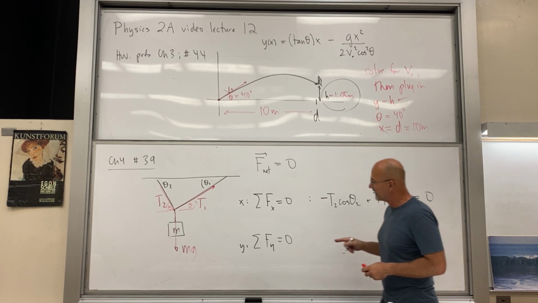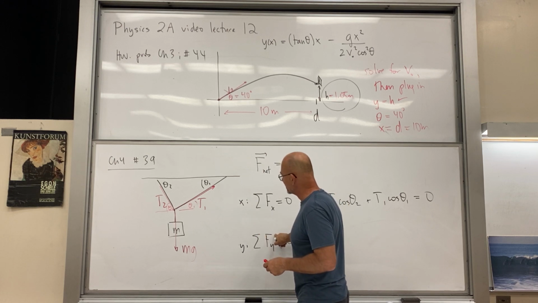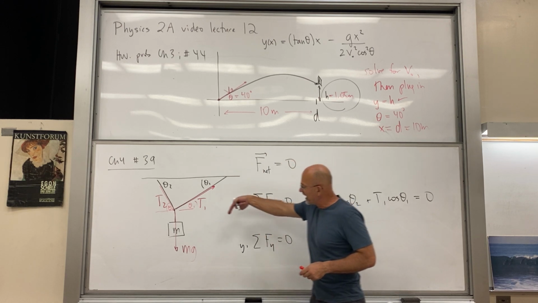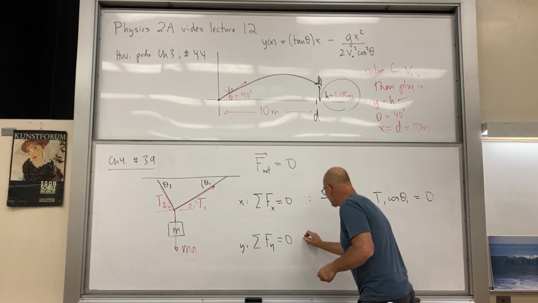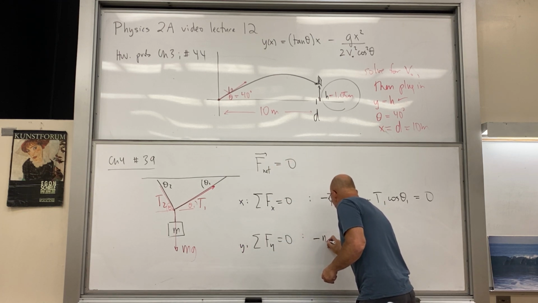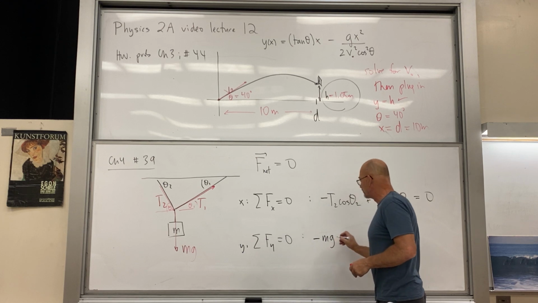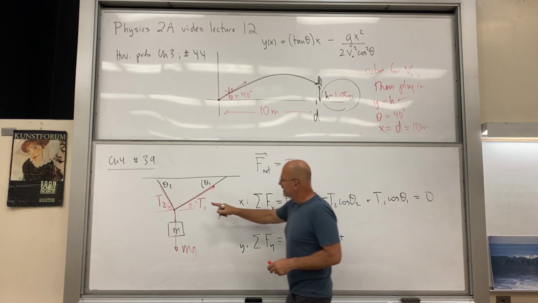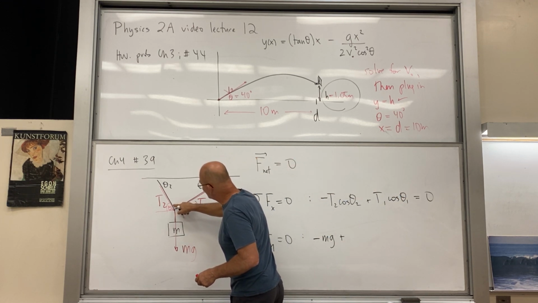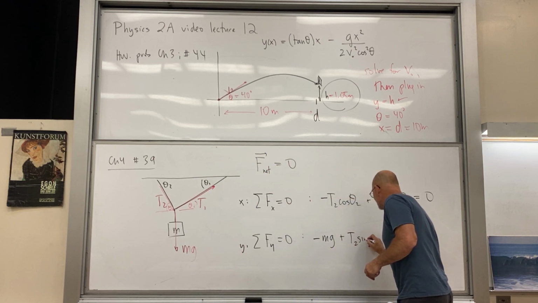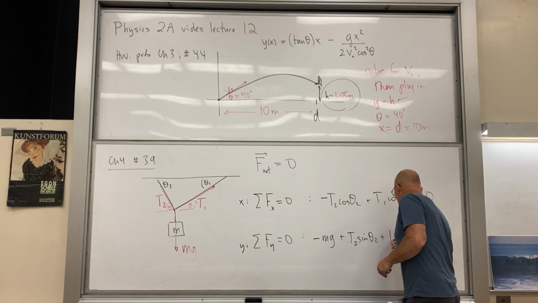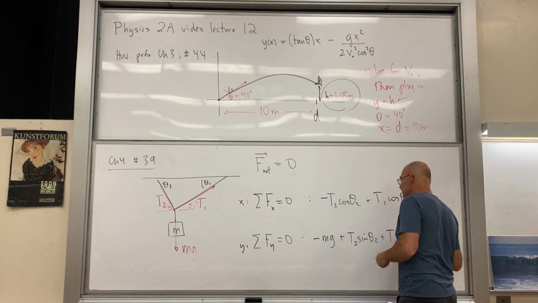What about in the y direction? In the y direction, we have mg pointing down, so we say that we have minus mg. And then pointing up, we have 2 components. We have T2 sine theta 2, T2 times the sine of theta 2, and T1 times the sine of theta 1 equals 0.